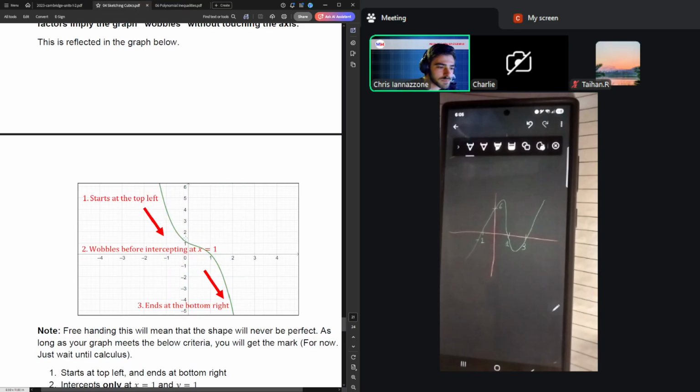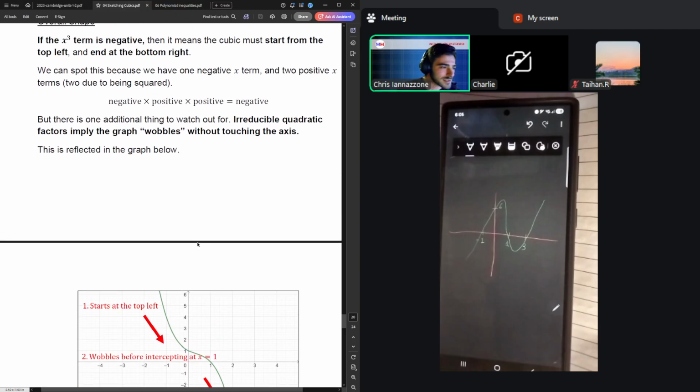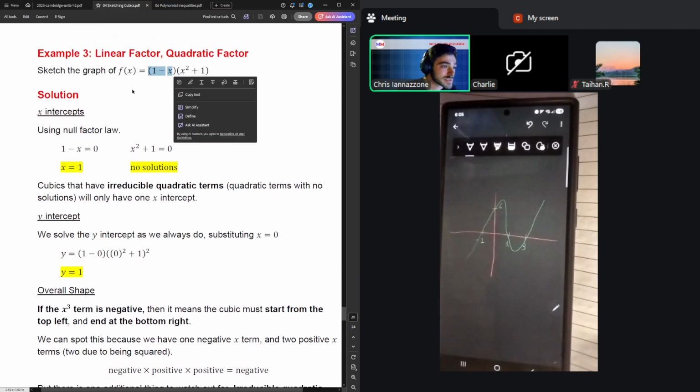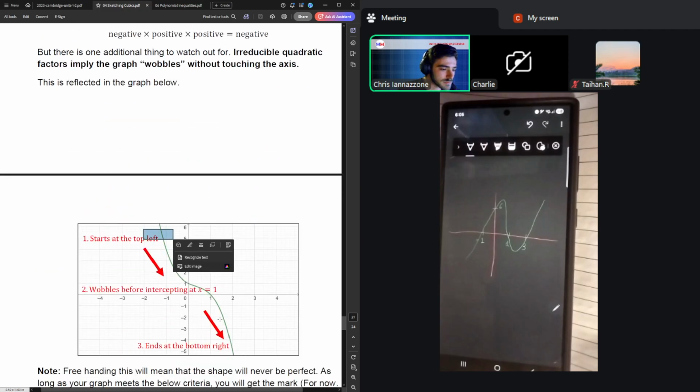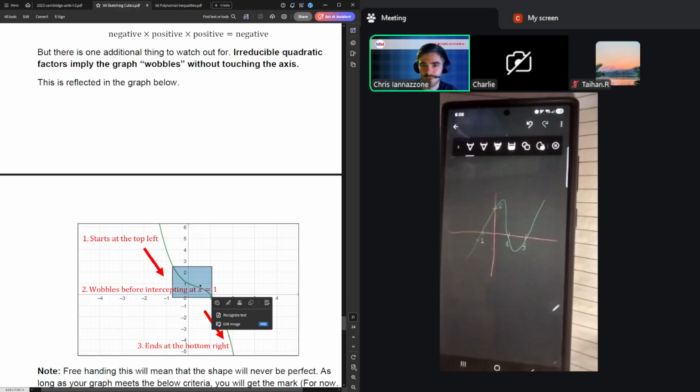You kind of just do a bit of a wobble, and as long as it goes through the things that you know it has to go through, like for instance it's negative, so it's got to start top left and end bottom right, and we knew we had one x-intercept, one y-intercept. As long as we go through those points and make the curve overall right, you really just got to guess what this middle bit looks like. Without a CAS, or without going overboard with solving each individual dot on the graph, you really just got to guess what this wobble looks like.